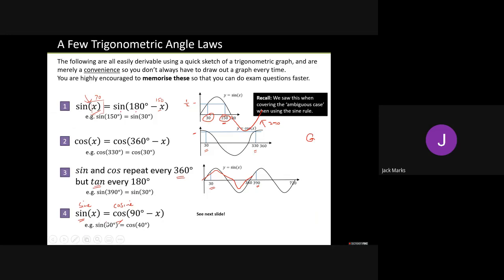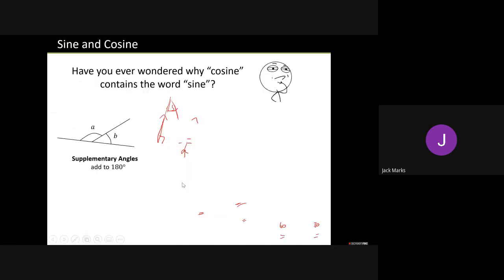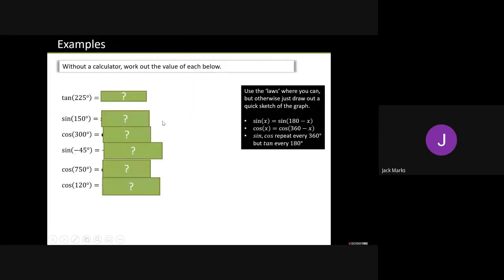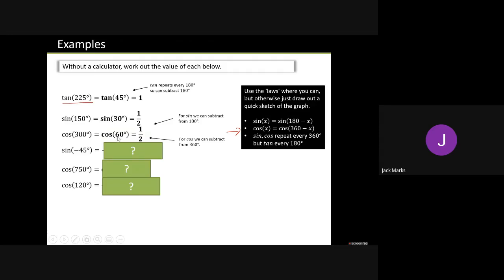Let's just have a quick check how we are for slides. So a couple of quick ones here. We need to use these ideas to make these questions simpler. So tan, this is a very large number. Perhaps we could take 180 off it because it repeats every 180. So it's the same as tan of 45. Sine of 150. For large numbers, you can do 180 minus 150, sine of 30. Cos of 300, we could do 360 minus, so it's the same as cos of 60.